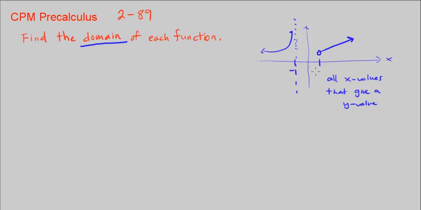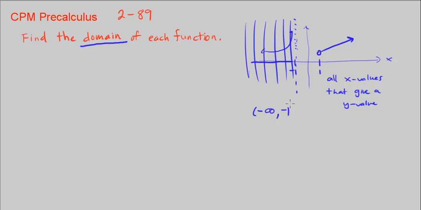If that's my graph, then I can say my domain, I could basically take vertical lines here and say for all these x values over here, I have a y value output, because it hits my graph. So then from -infinity, it stops here at -1, and I'm excluding -1 because it never passes this asymptote.